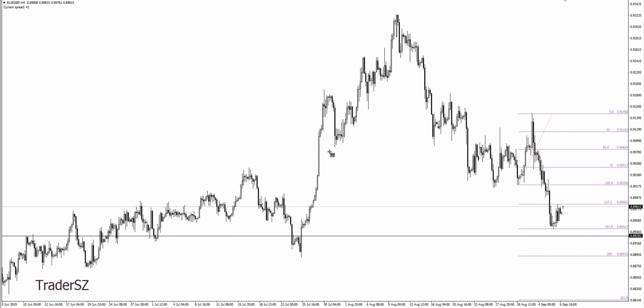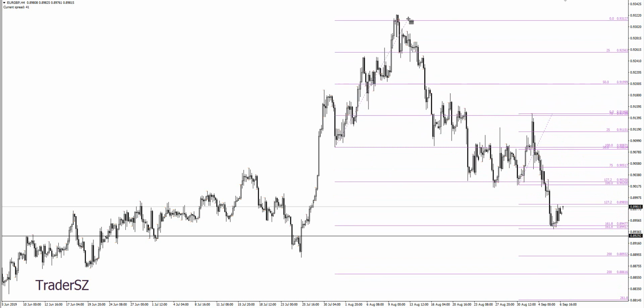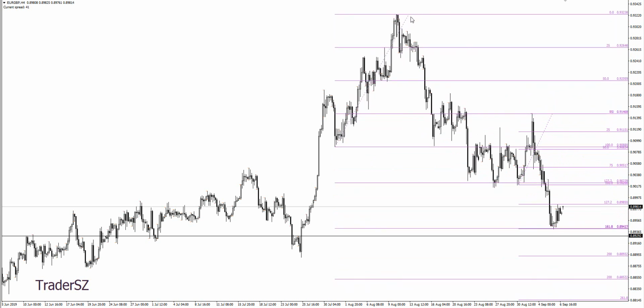I can use another swing, and this is really where you practice. I'm gonna get a question: which one do I use? Well, is it magic that they just confluence each other like that? From that swing to that swing low, that also happens to be the 161.8. This also happens to be the 127.2. So they line up. You gotta practice it.